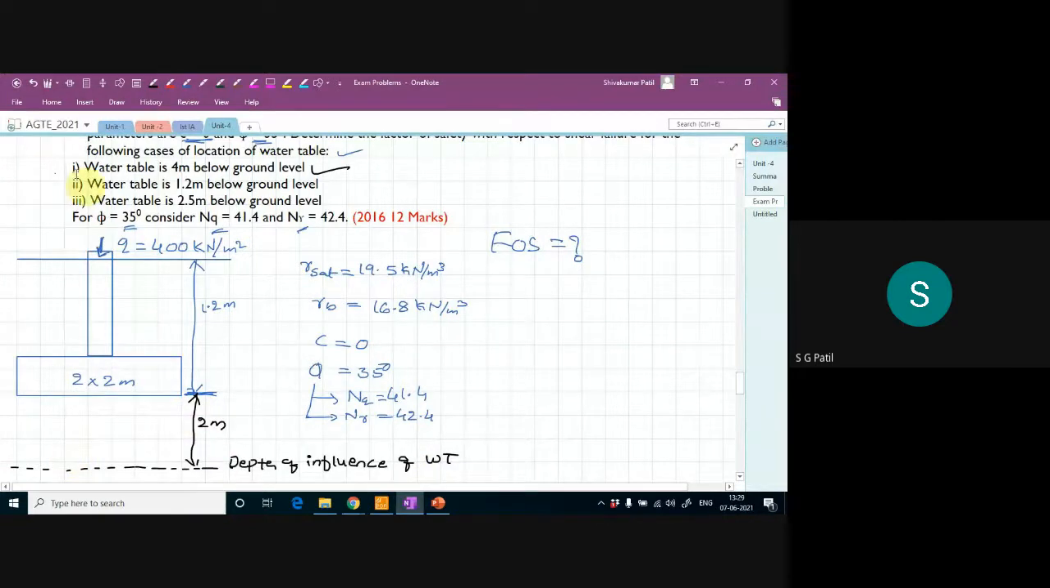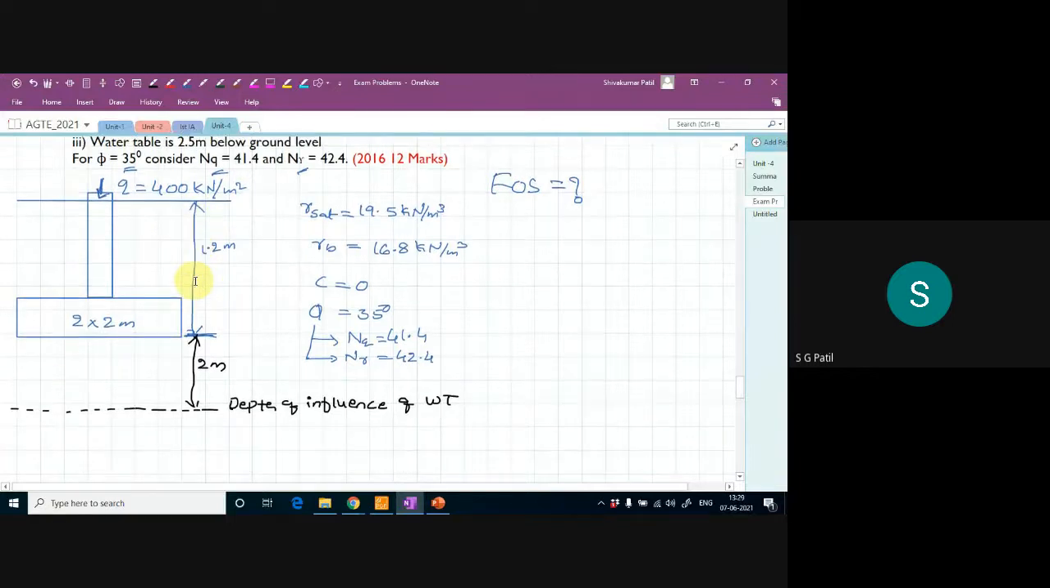So in the first case, the water table is 4 meter below the ground level. That is 2 plus 3.2. Okay, so 4 meter is obviously greater than 3.2 meter, right? So that means there is no effect of the water table. So the water table they are giving in the first case is somewhere here. So this is my water table. Okay, so this is my case 1.